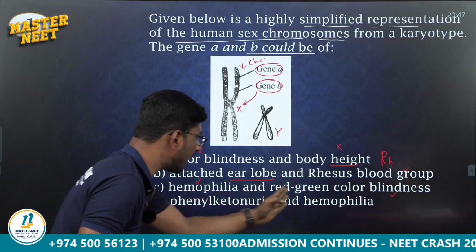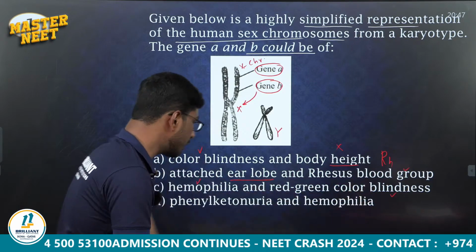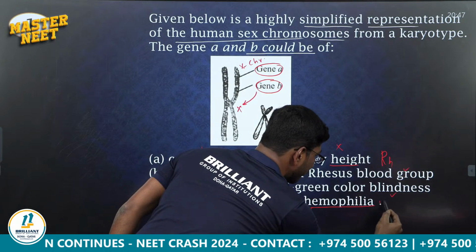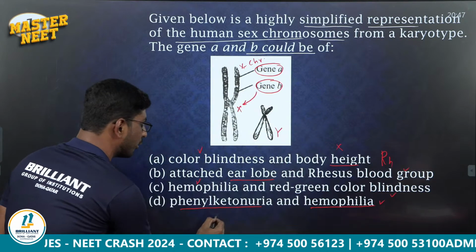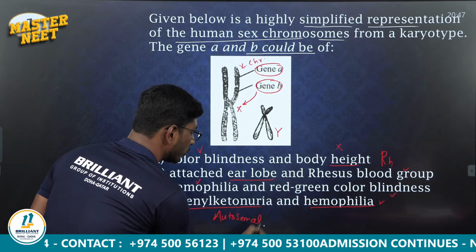So look at the hemophilia and also colorblind. They are given. Fine. This is the appropriate option C. And look at option D. What's wrong in option D? Phenylketonuria and hemophilia. Sir, hemophilia is sex linked, but phenylketonuria is what, my dear? Autosomal. Am I clear? Autosomal.